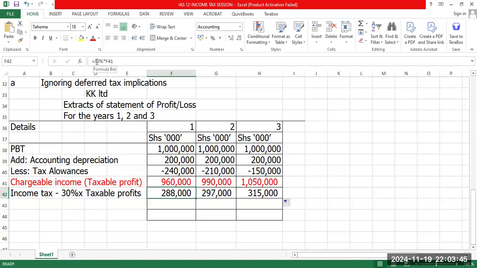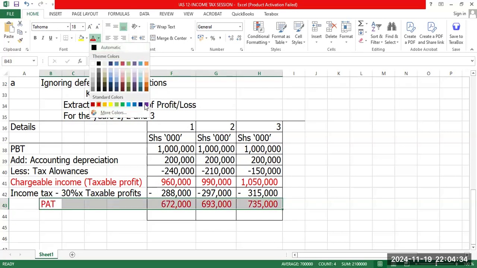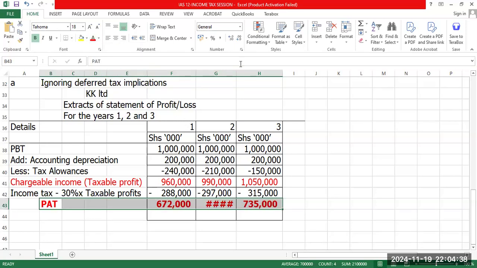But don't forget that this tax expense will be subtracted to get the profit after tax. So once you have taxable profit, chargeable income, then income tax, you get part, that is profit after tax. You get your taxable profit minus the tax expense. And you're done with part A without taking into consideration deferred tax implication.